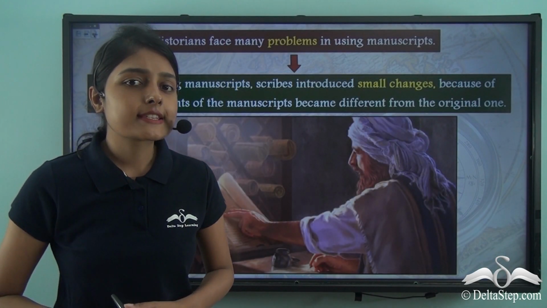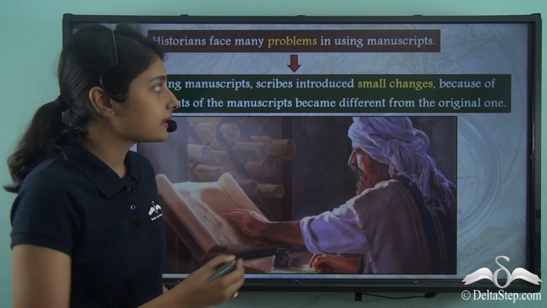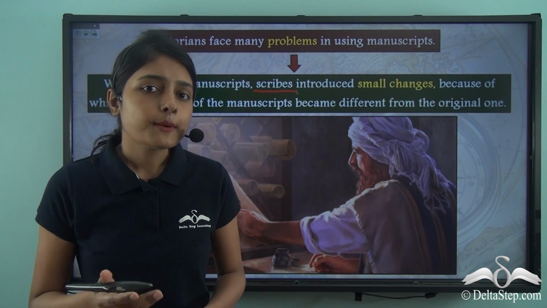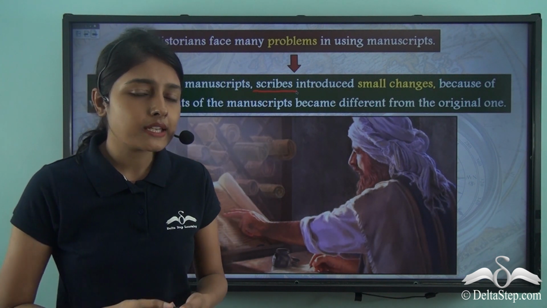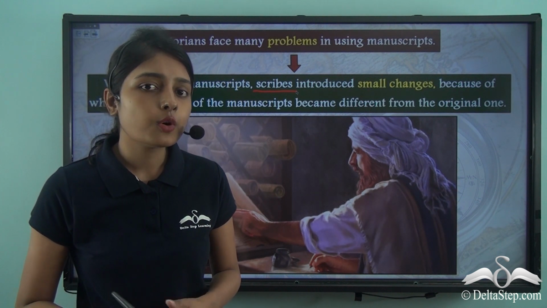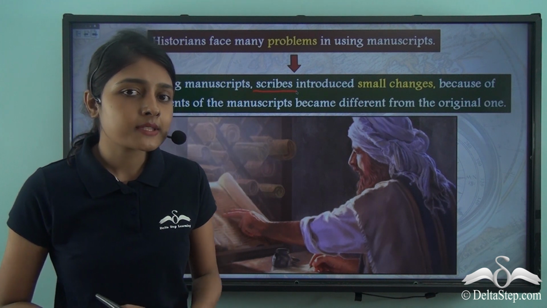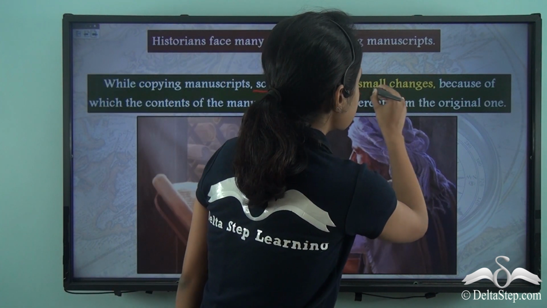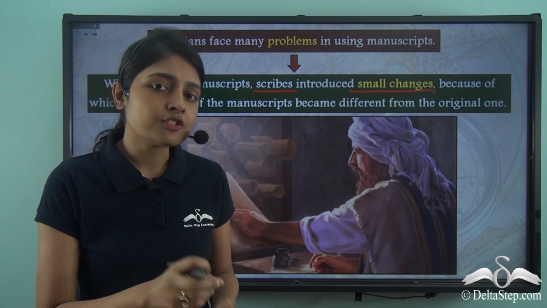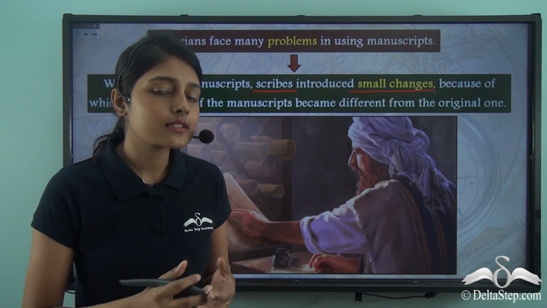Now, along with these badly written manuscripts, another major challenge was posed by the scribes themselves. But how did the scribes pose any difficulty or impediment in this? We learned that the scribes were people who copied the manuscripts, and while copying the manuscripts, they often introduced small changes. Now, when a scribe is introducing a small change, the reality is changing to a certain extent.